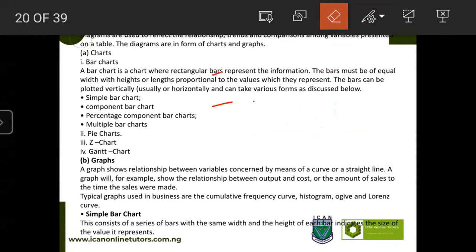Bar chart is just a rectangular representation, as you can see. We use it to represent information, and it can be simple bar chart, or component bar chart, or it can also be percentage bar chart, and can also be multiple bar chart. Multiple is when you join 1 or 2 bar charts together to represent information.